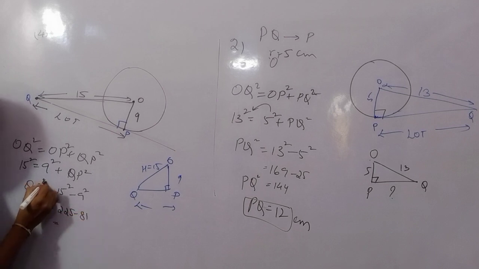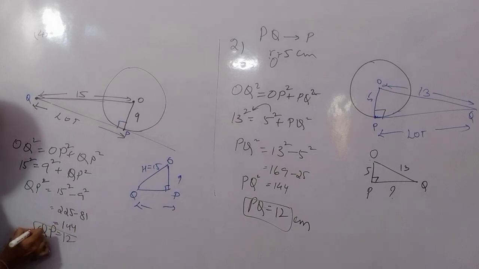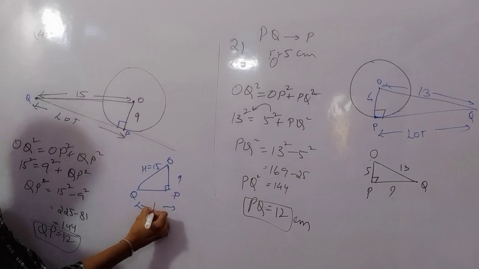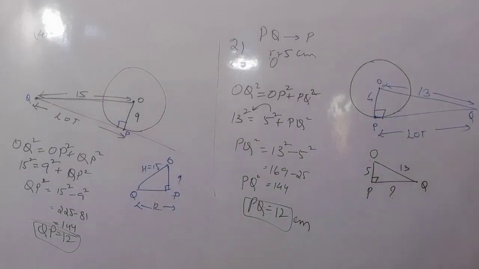So how much are we getting here? QP square, 225 minus 81, you get it as 144. So QP is equal to 12 centimeters. So this is 12. Clear everyone? Okay, so look at the last question.